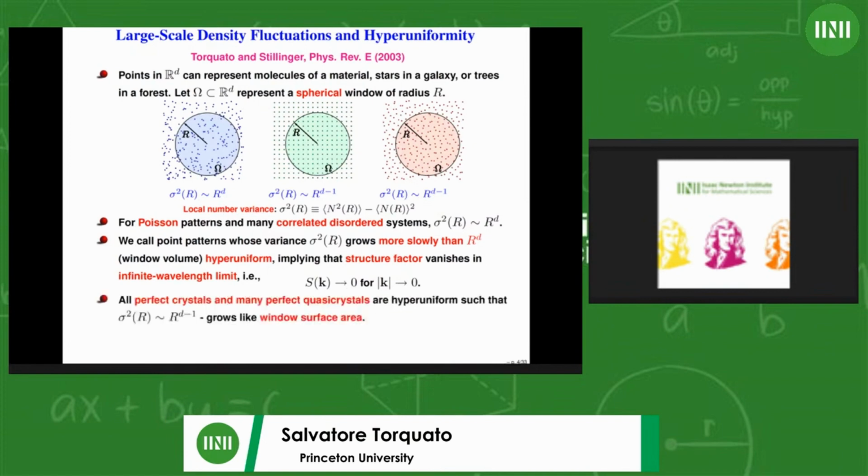Now, if you have a crystal, it's very, very clear that the variance should grow like the surface area of the window, since the fluctuations are concentrated near the interface, not in the bulk. And so it's not really surprising in the case of a crystal that the variance grows like the surface area of the window, but it is much more of a surprise. And of course, at this time, in 2003, we knew of very, very few systems, and we hypothesized the existence of some of these disordered varieties that behave just like the crystal on very, very large length scales. Now, that was really kind of unheard of at the time.